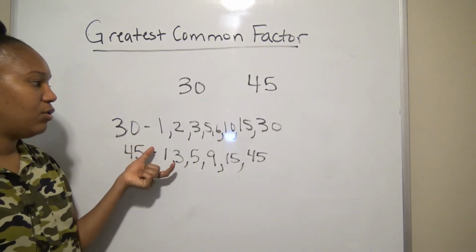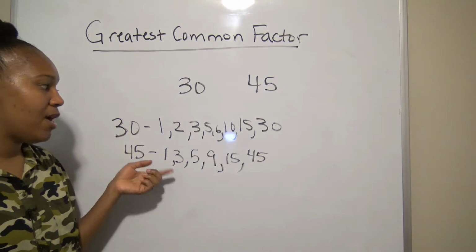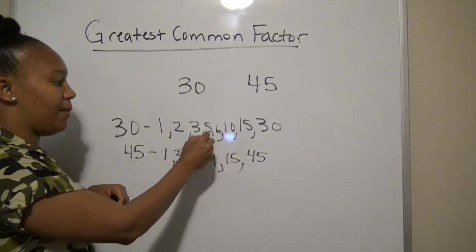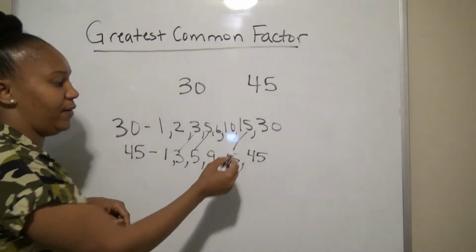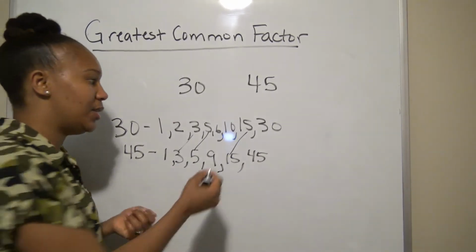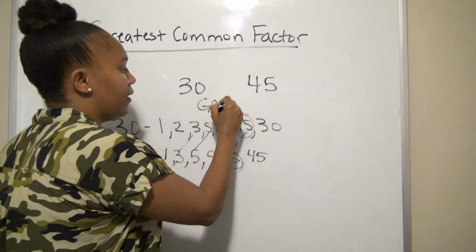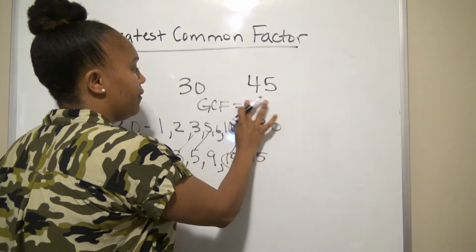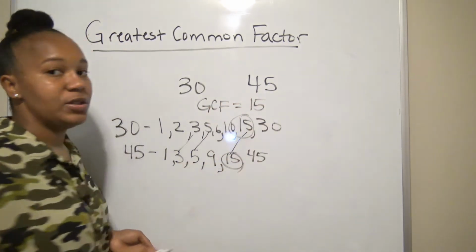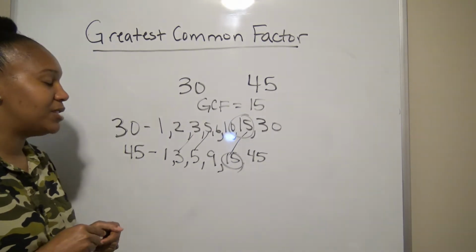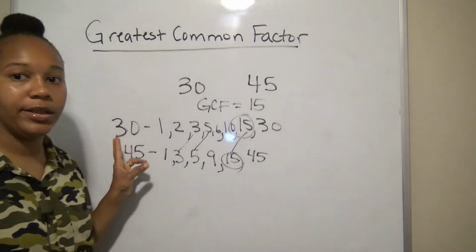So look at these two and figure out which ones they have in common. That's the biggest. So they have 3 in common, they have 5 in common, they also have 15 in common. So the one that is the biggest is 15. So the GCF of 30 and 45 would be 15. All right, that's one way you can do it. Now, sometimes this gets pretty long depending on how big the numbers are.